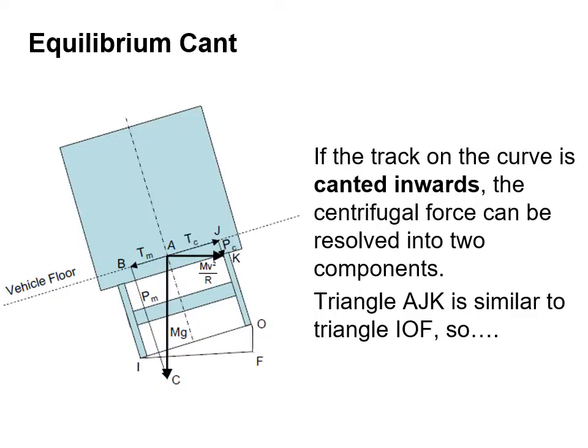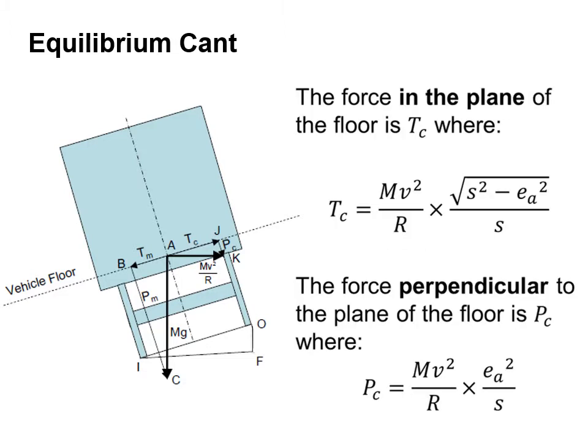So if the track on a curve is canted inwards, the centrifugal force can be resolved into two components. Triangle AJK is similar to triangle IOF, so the force on the plane of the floor is T subscript C. The force perpendicular to the plane of the floor is P subscript C, where P subscript C equals the mass times the velocity squared over the radius, times the cant squared divided by the distance between the centres of the wheel.